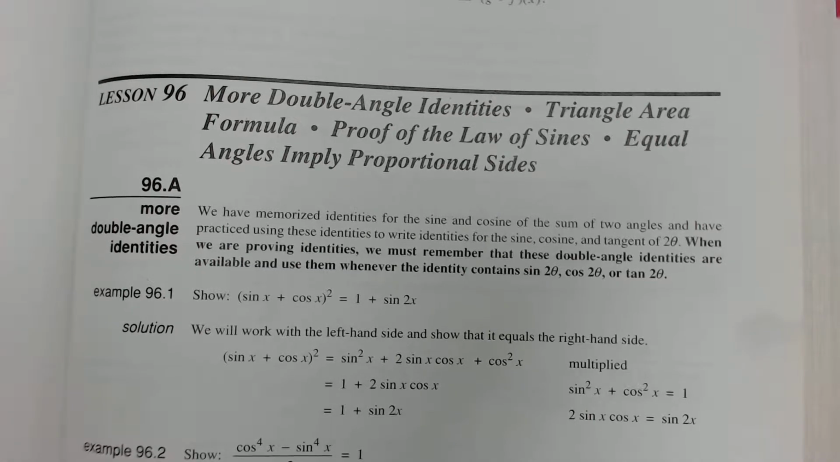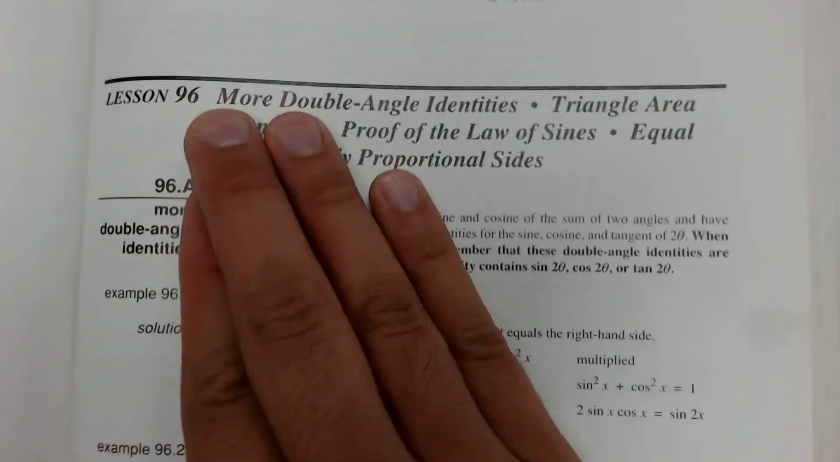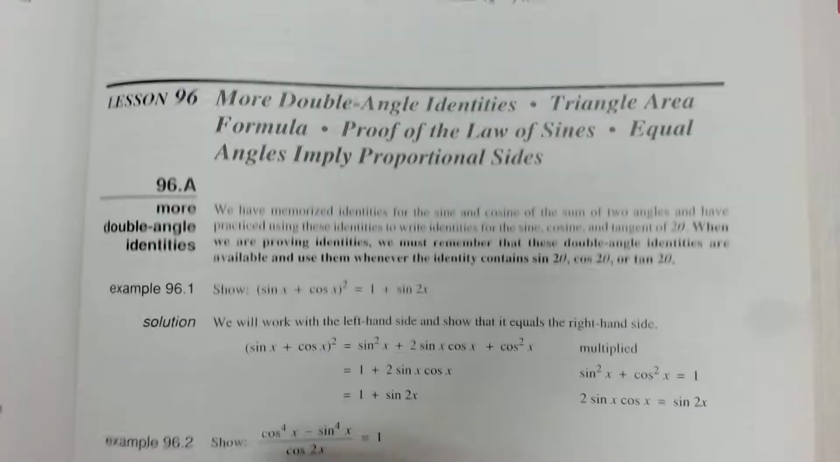Advanced Math, Lesson 96: more double angle identities, triangle area formula, proof of the law of sines, equal angles imply proportional sides. This lesson is kind of a hodgepodge of topics. Mostly we'll be focusing on the double angle identities. We'll talk about the triangle area really quickly.